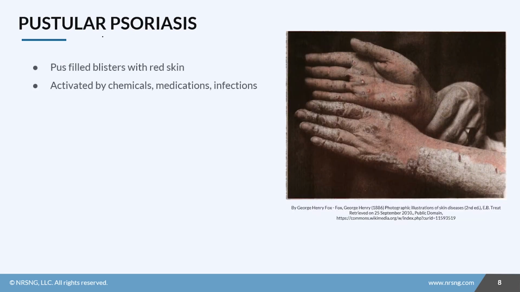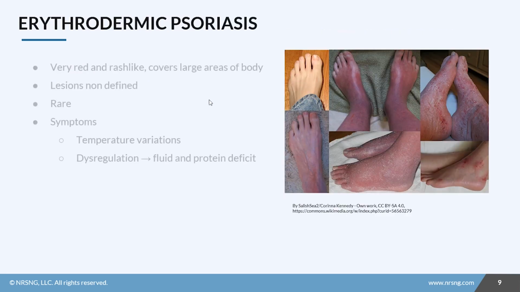Pustular psoriasis shows as pus-filled blisters, as you can see in this picture. Chemicals such as medications and different infections can cause this type of psoriasis to come about. For example, it's been found that chemicals in cigarettes can actually trigger pustular psoriasis in people.